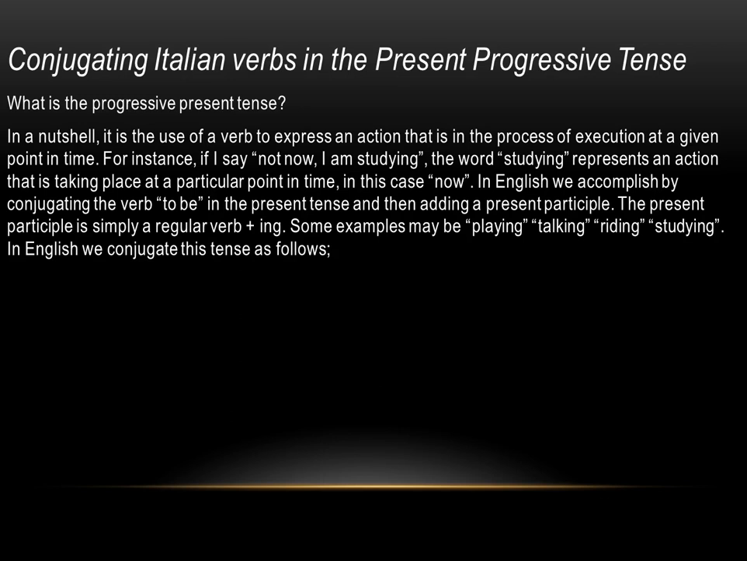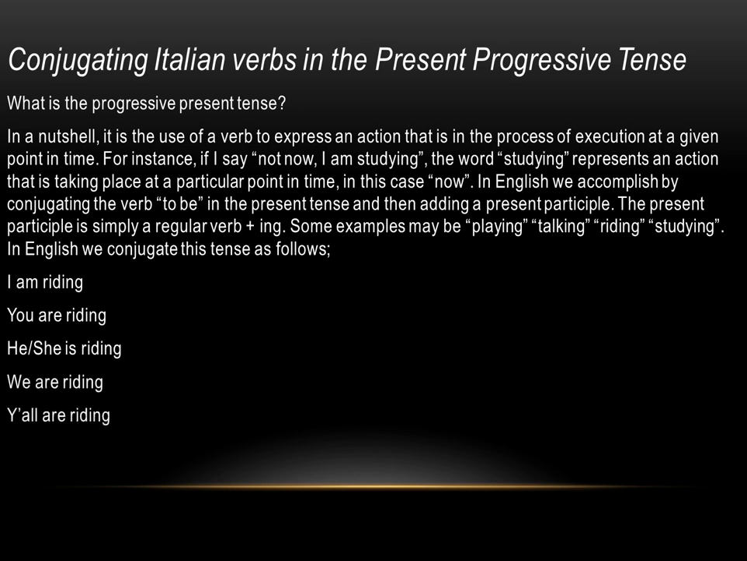In this case, now. In English, we accomplish this by conjugating the verb to be in the present tense and then adding a present participle. The present participle is simply a regular verb plus ing. Some examples may be playing, talking, writing, studying. In English, we conjugate this tense as follows. I am writing. You are writing. He, she is writing. We are writing. Y'all are writing. They are writing.